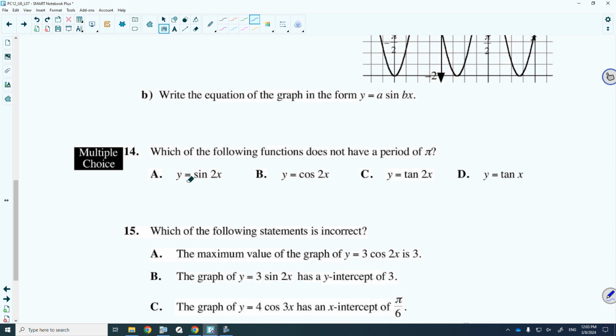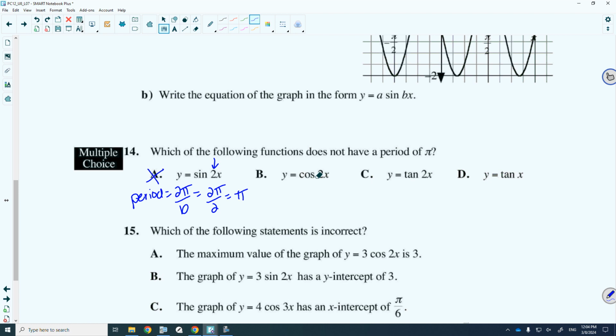So again, this one, which of the following functions does not have a period of pi? I'd have to go through each one. So period is equal to, now this is a sine graph, so the formula for sine is 2 pi over b. The b value is 2 here. So 2 pi over 2, pi. This one has a period of pi, so it's not the answer because it says which one does not have a period of pi.